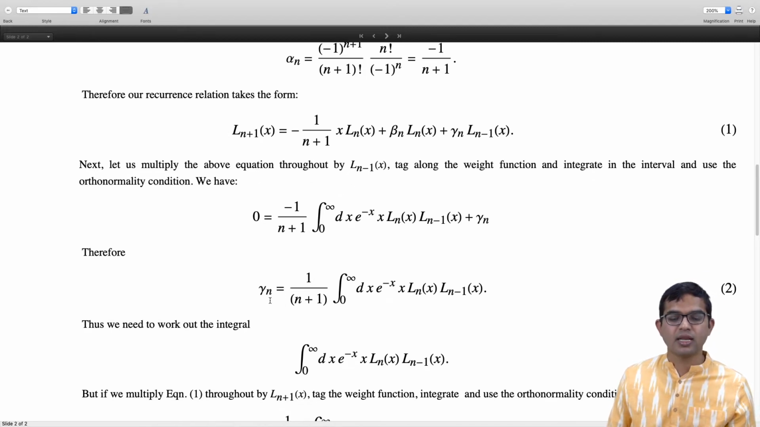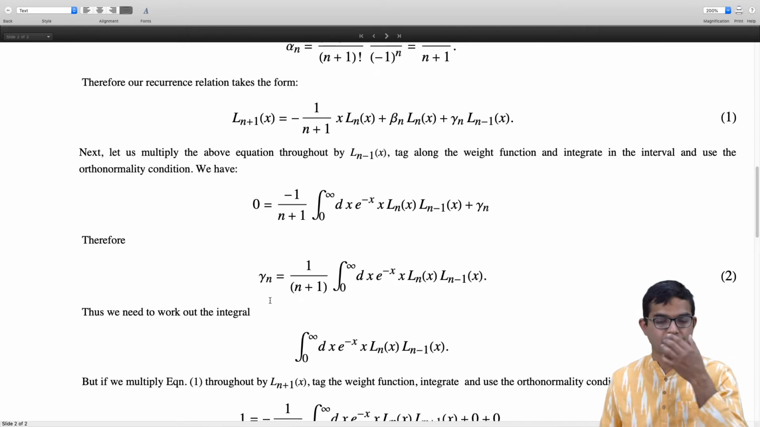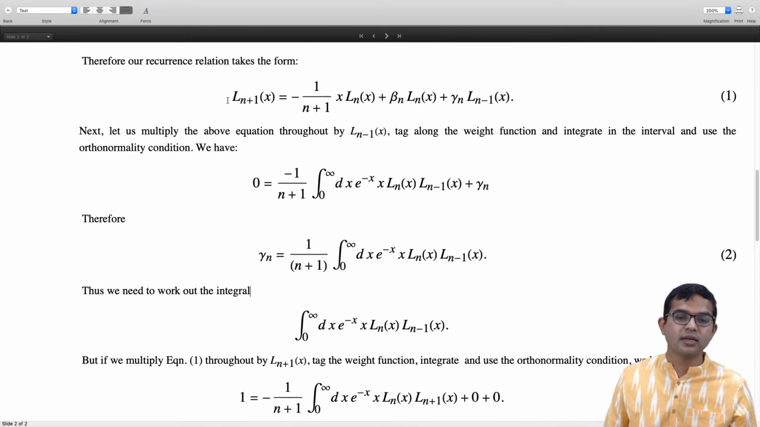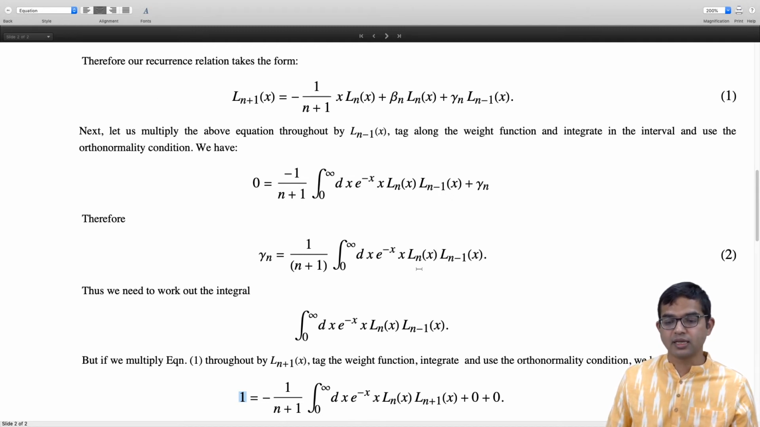So again, we tag the weight function and do the integral from 0 to infinity. So the left hand side, it's a normalization integral, so it just goes to 1, and then we have minus 1 over n plus 1 integral 0 to infinity dx e to the minus x times ln of x times ln plus 1 of x, and then again we argue that this second term is going to go to 0 because ln and ln plus 1 are orthogonal to each other, and once again the third term also will go to 0 because ln minus 1 and ln plus 1 are orthogonal.